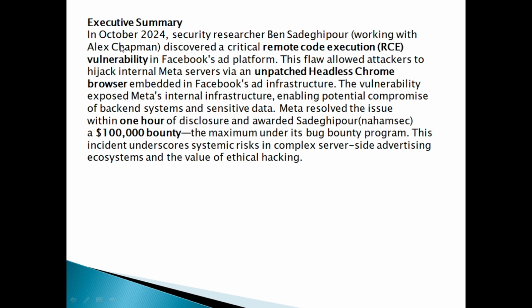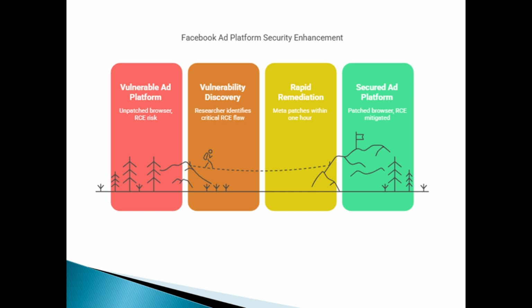This flaw allowed attackers to hijack internal Meta servers via an unpatched headless Chrome browser embedded in Facebook's ad infrastructure. The vulnerability exposed Meta's internal infrastructure, enabling potential compromise of back-end systems and sensitive data.